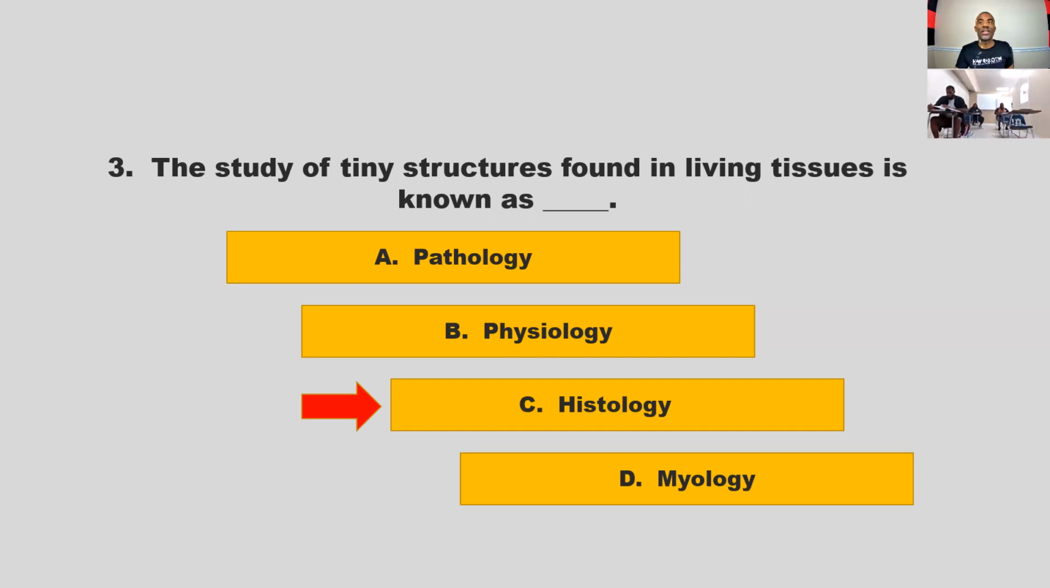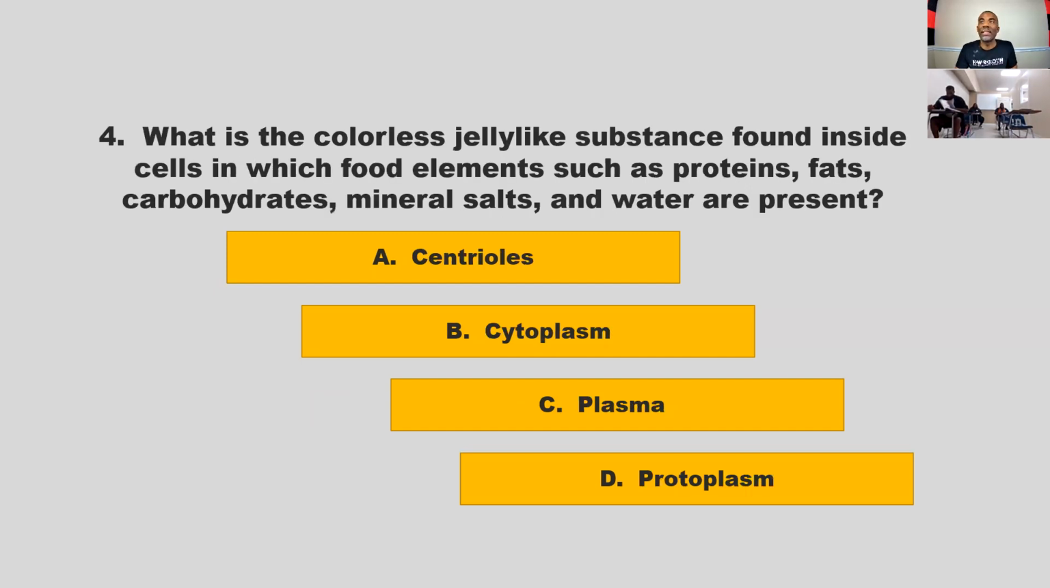It is histology. So what is the colorless jelly-like substance found inside cells in which food elements such as proteins, fats, carbohydrates, mineral salts, and water are present? Is it centrioles, cytoplasm, plasma, or protoplasm? D. That is correct. It is protoplasm.